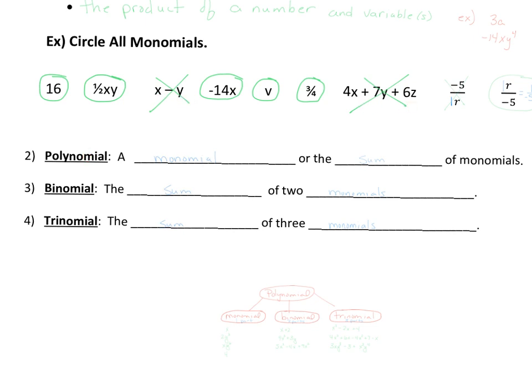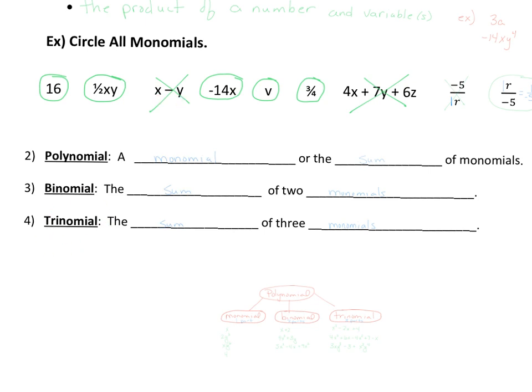So it says a monomial or the sum of monomials. Now, we say sum, but realize that subtraction counts because we can rewrite it as addition. Okay, so a binomial is a sum of two monomials. So when I'm looking at two monomials, here would be an example: x minus y would be a binomial because there are two parts to it.